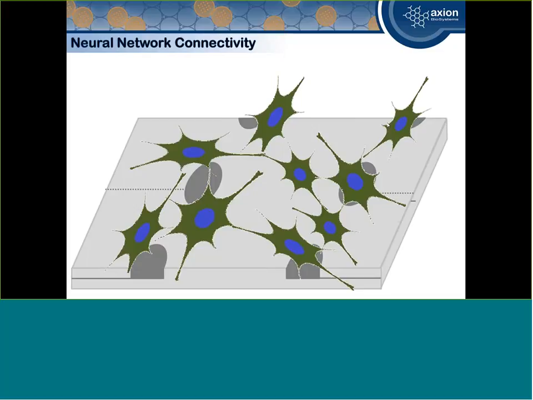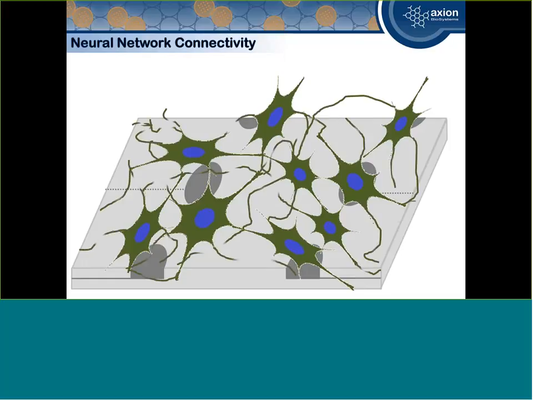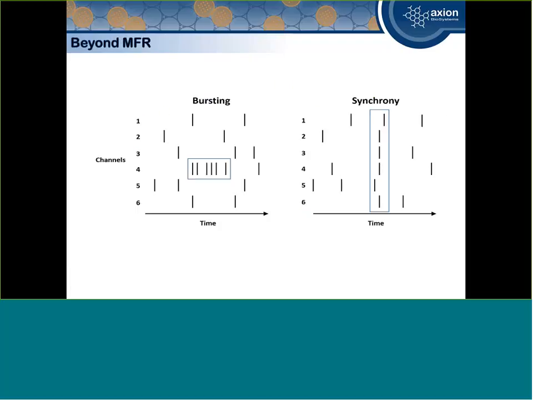But over time, the real power of MEAs is that we can look at network development. So these cells will network over time, and in that we'll have more complex electrophysiological events happening, and we can capture this. So one thing that neurons can do, 2 examples of this, for example, are bursting, where a single neuron will actually fire multiple action potentials in a very short window of time.